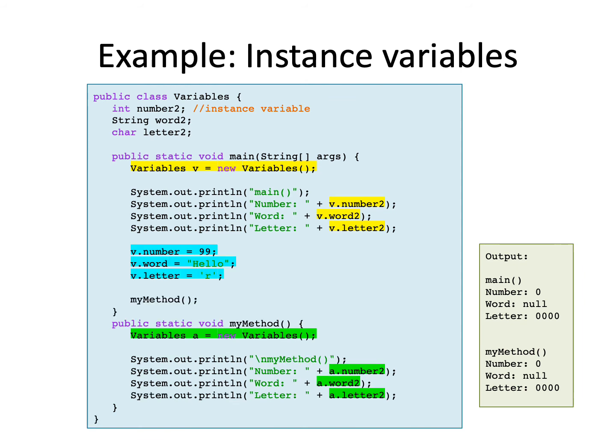What do you think the output will be when we have, as highlighted in blue here, v.number equal to 99, v.word equal to hello, and v.letter equal to r? The output is still the same as before, because the new reassigned values only would affect the v object in the main method. Object v and object a are two separate objects. Even though they are using the instance variable, they are separate things because they are two objects.